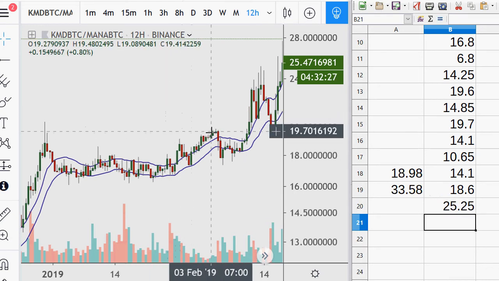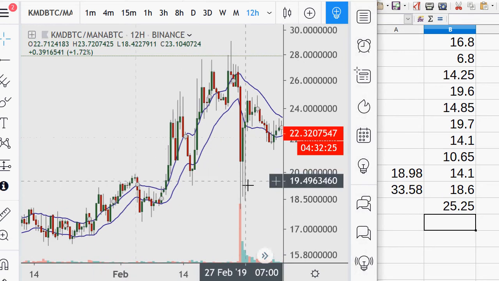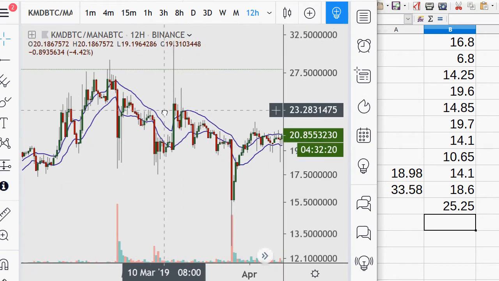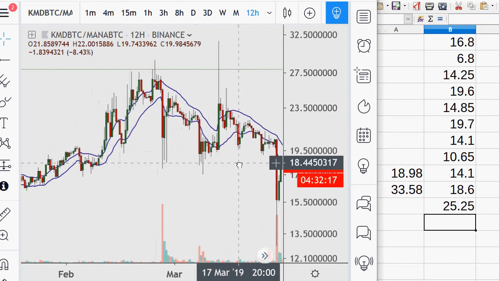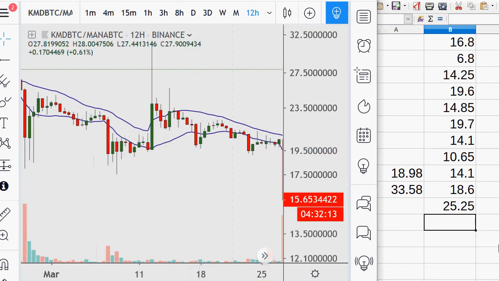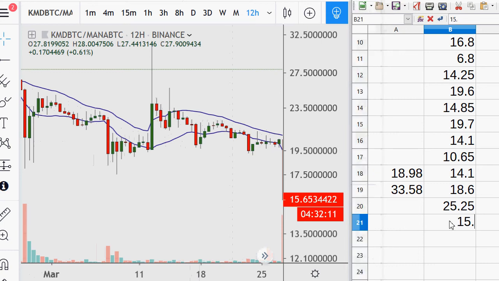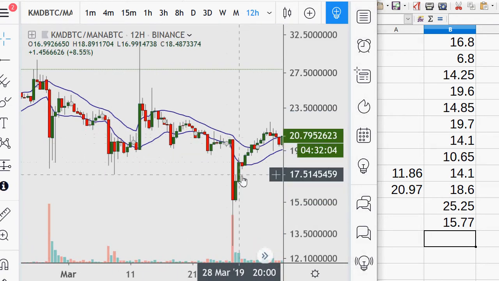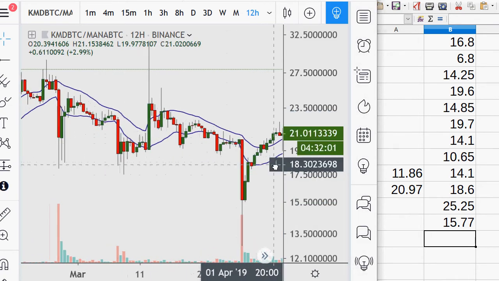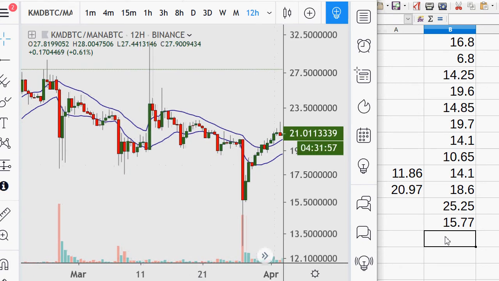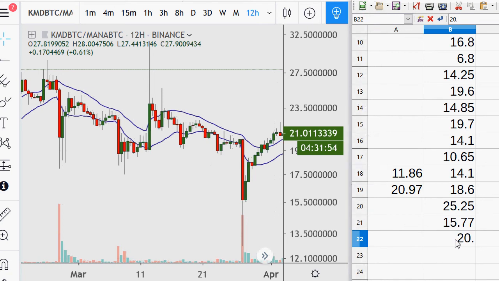Looking for 19 or over 33. Well, there's a 19, but no close in that area. 33 up there again, no close. This is the close date here. So that's closing at 1563, so 15.77 we'll say. Looking for under 12 or about 21. Well, there's 21 right there. $21.01, so we'll go 20.88.